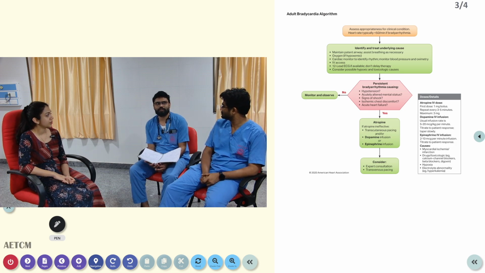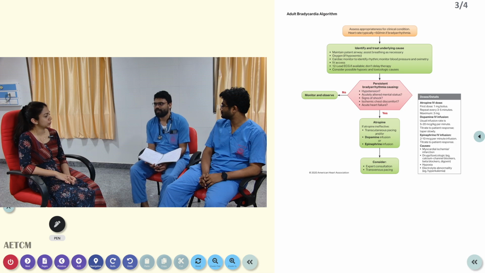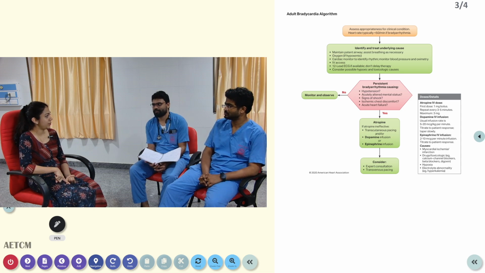Initially, we check the airway. If hypoxia is there, oxygen has to be given. Cardiac monitors are connected. IV cannulas are also inserted. Then persistent bradycardia is there. So we ask for other symptoms like hypotension, altered mental status. Hypotension is not there. BP was normal.